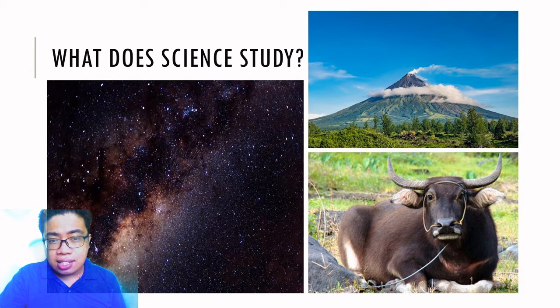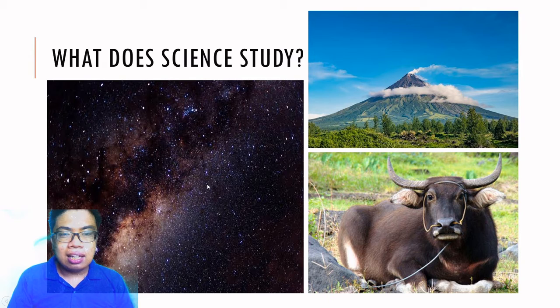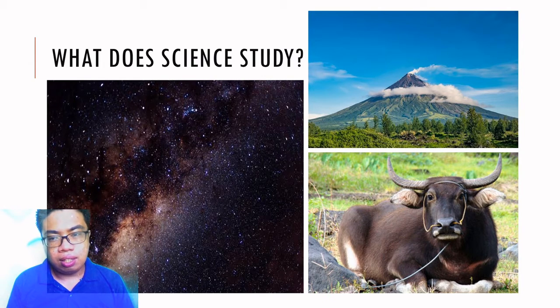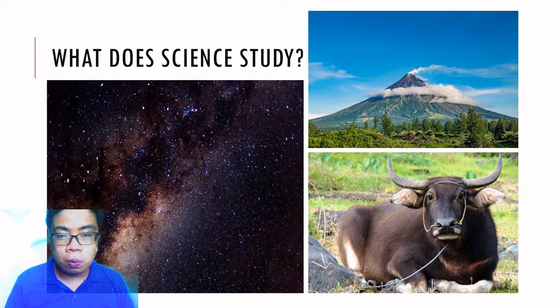So, what does science study? Science studies, as is shown in the first picture here, the universe, outer space, heavenly bodies, and we call that field of science astronomy. On the other side, shown is Mayon volcano and the study of the processes involved in the earth. So that is geology. That is another field of science. And shown in the lower corner is a carabao. So science studies living things. Science studies organisms, and that is the field of science that we call biology.